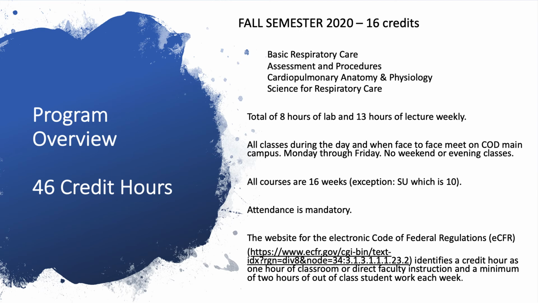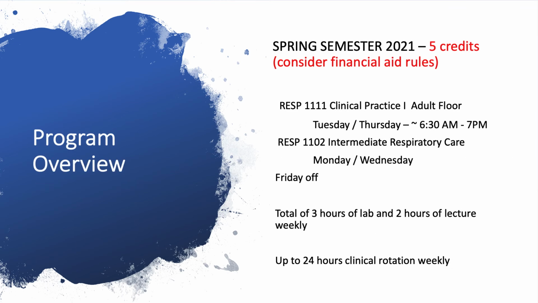The Electronic Code of Federal Regulations, a government organization defining terms used by the Department of Education, identifies a credit hour as 1 hour of classroom or direct faculty instruction with a minimum of 2 hours of out-of-class student work each week. In the spring, your course load will drop significantly to 5 credit hours. Please be aware of the financial aid rules, as for some loans, the student must be in 6 credit hours to be able to secure the loan.